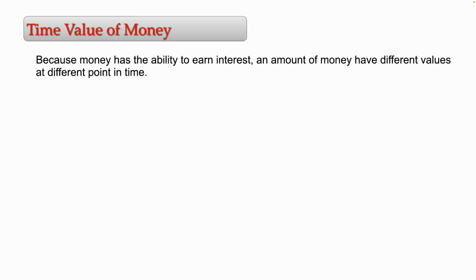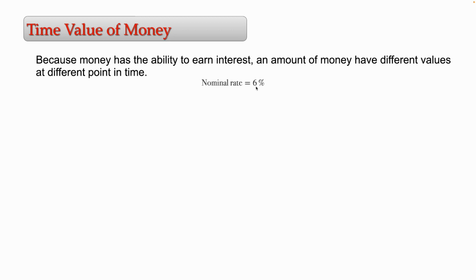Students, in this video we are going to study the concept of equivalent values when we are using compound interest. To understand the concept, we need to study the concept of the time value of money. Because money has the ability to earn interest, an amount of money has different values at different points in time. Assume, for example, that the nominal rate of interest is 6%.